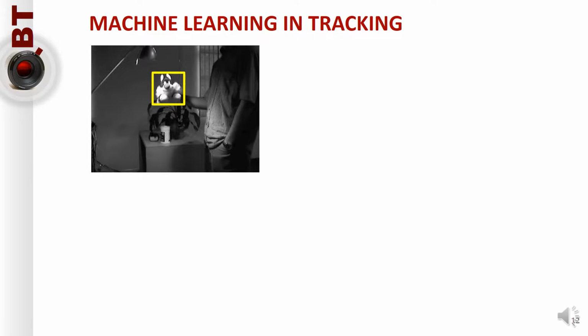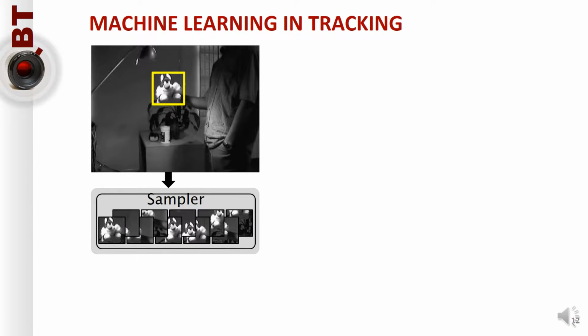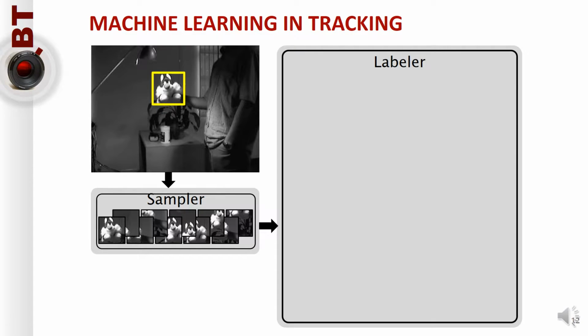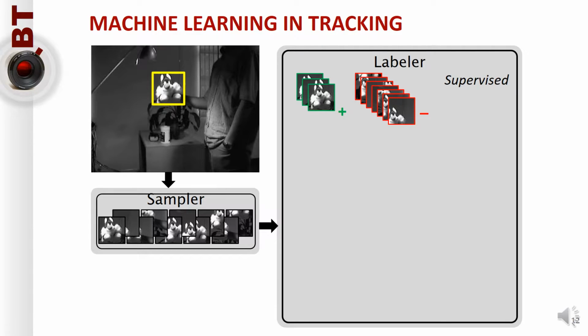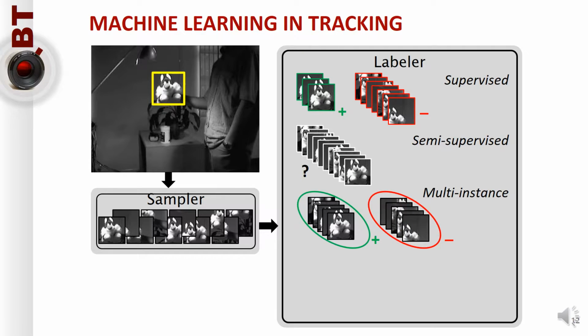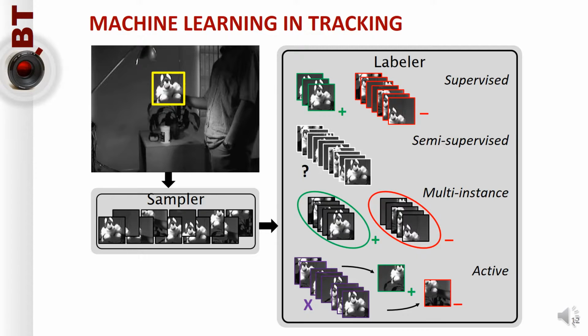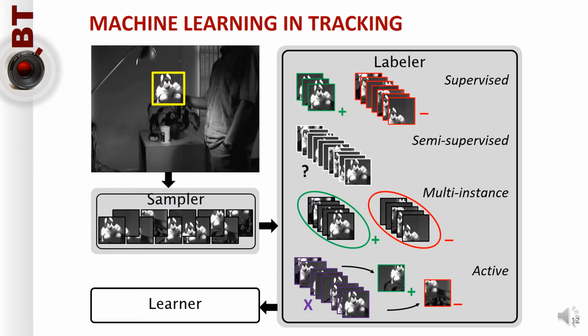Looking at the use of machine learning approaches, we can identify the differences more clearly. First, a sampler extracts several patches from the current frame. These samples are then handed to a labeler and then to the classifier. In the case of a supervised classifier, the samples should be labeled either as positive or negative. Semi-supervised classifiers allow samples to remain unlabeled. Multi-instance learners form bags of samples and determine the label of a bag based on the label of the majority of samples. Active learners utilize the most informative samples to efficiently and effectively update the learner. And they all go to the learner.